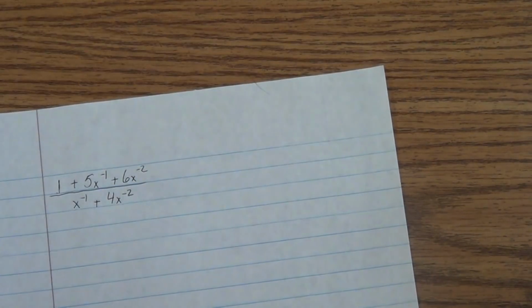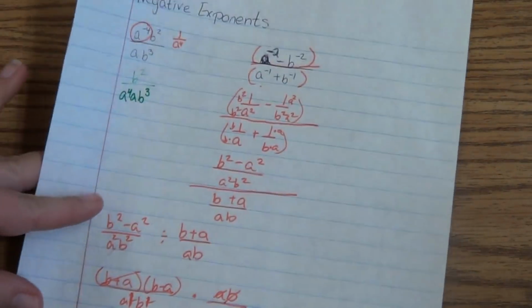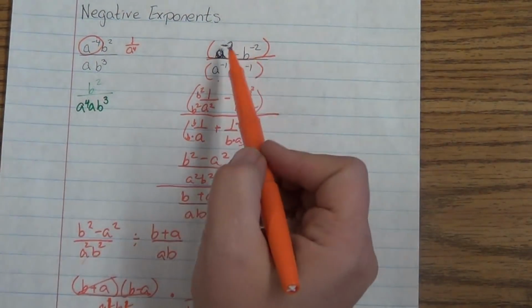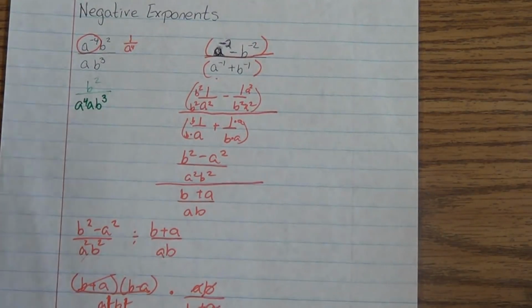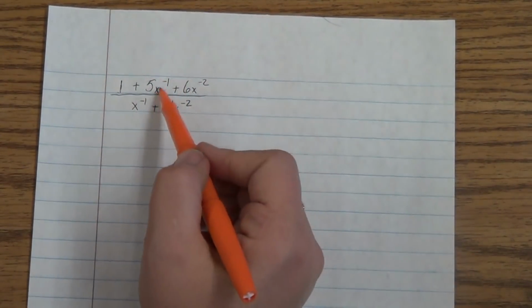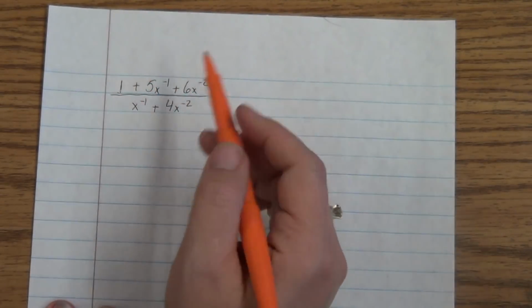Now, notice in the last one, there was nothing with the A and the B. So when I went to move it to the bottom, I always just had to put a 1 on the top. But in this case, we have numbers with our variables. So let's be careful when we do this.